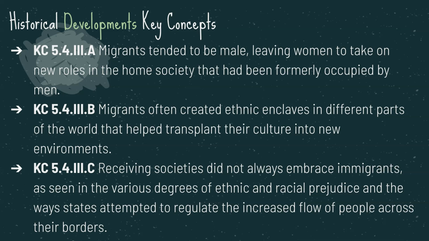Our next key concept: migrants often created ethnic enclaves in different parts of the world that helped transplant their culture into new environments. So, some examples of migrant ethnic enclaves in different parts of the world include the Chinese in Southeast Asia, the Caribbean, South America, North America. The Chinese really were displaced to many different parts of the world. This also includes Indians in East and Southern Africa, the Caribbean, and Southeast Asia.